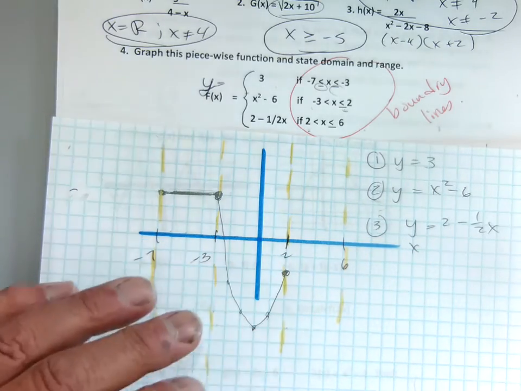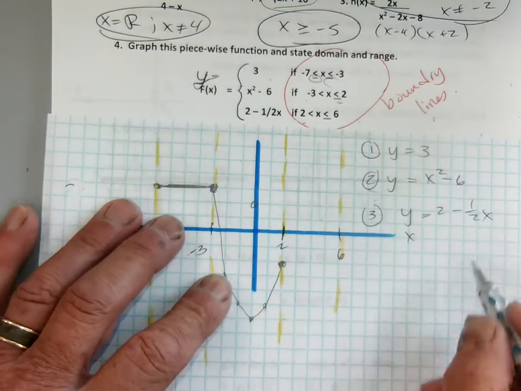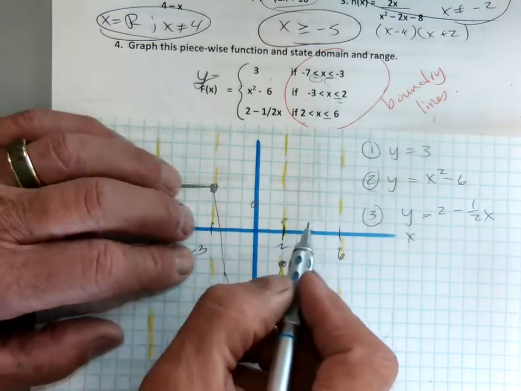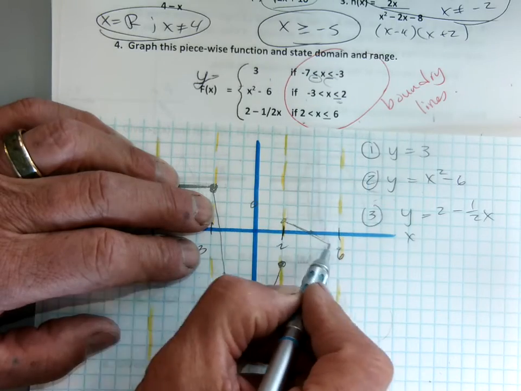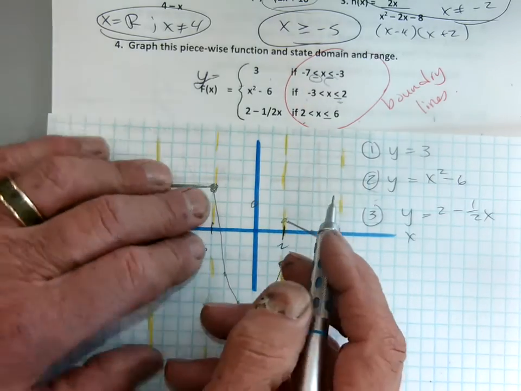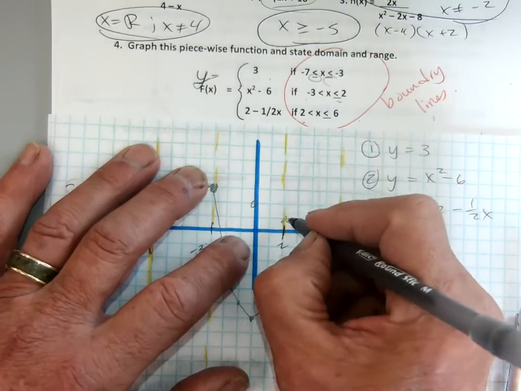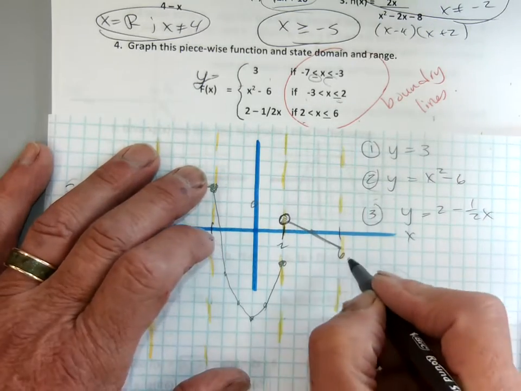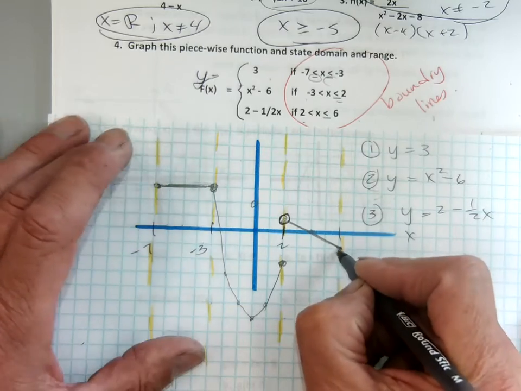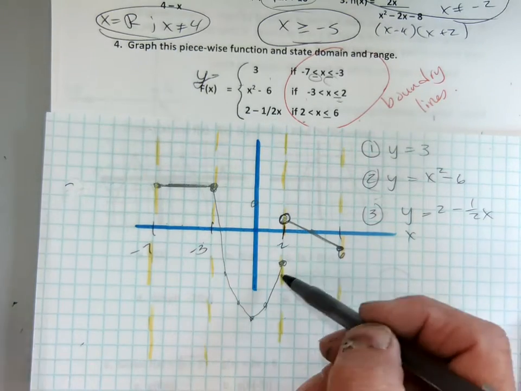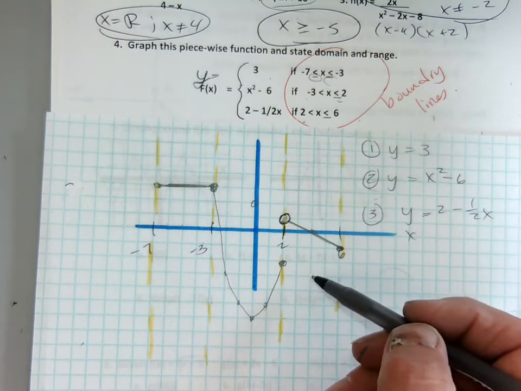So then, start at 2, and I'm going to go down 1/2, down 1/2, down 1/2, okay? So it's going to look like this. I'm going to have an open circle here, right? And a closed circle here. All right? Now we got a gap. That's okay. We'll deal with it.